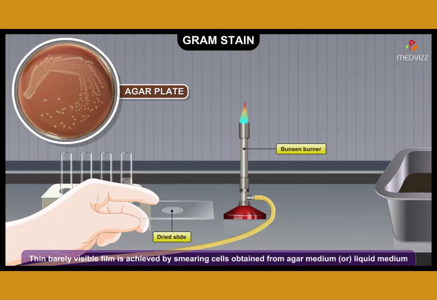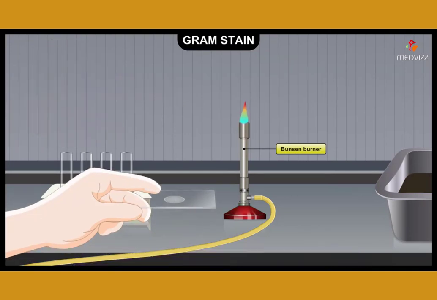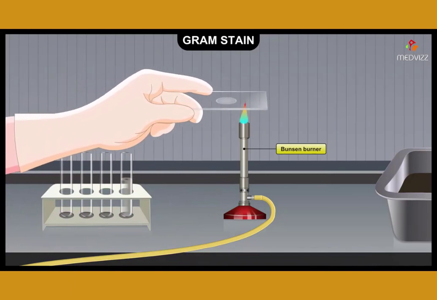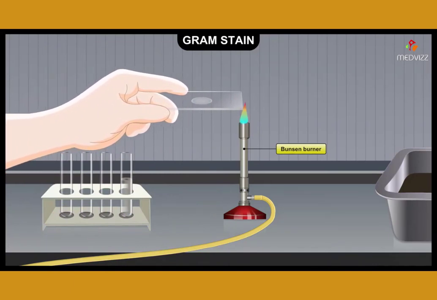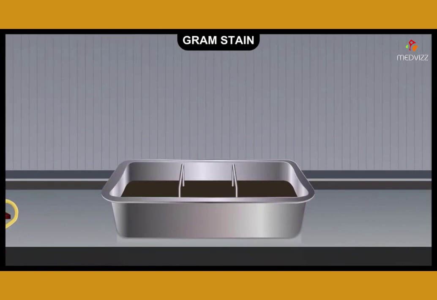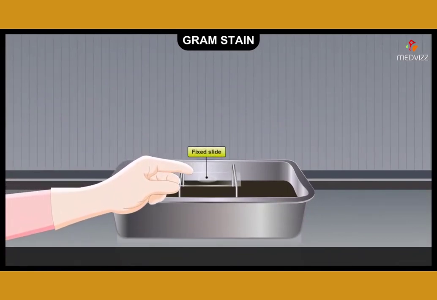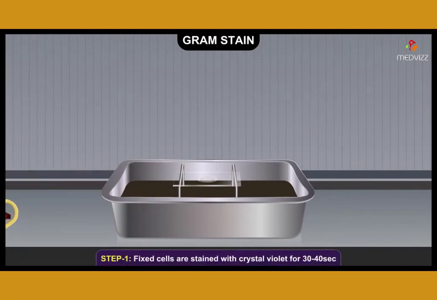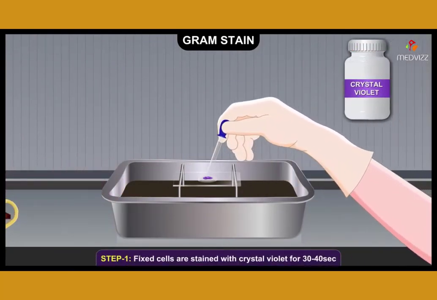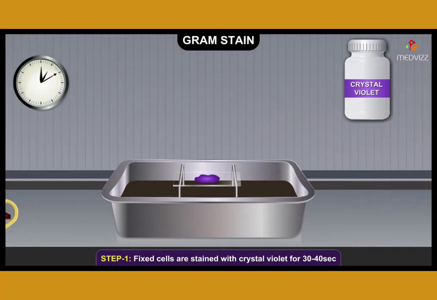This can be achieved by smearing cells obtained from the surface of an agar medium or from a liquid culture. Fresh cultures must be used because as cells age, they lose their ability to retain the stain. The cells are then fixed to the slide by passing it slightly above the flame of a Bunsen burner. After passing above the flame, the slide should feel warm when touched to the back of the hand, but should not be too hot.